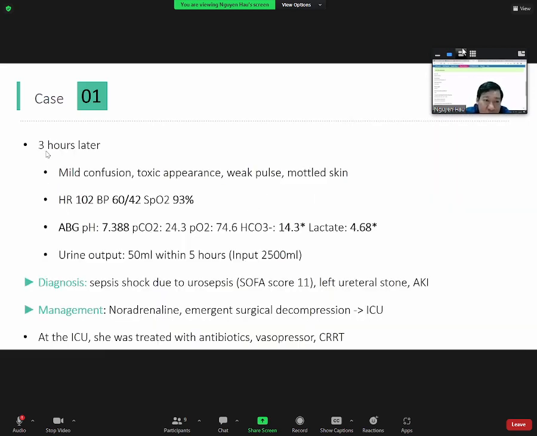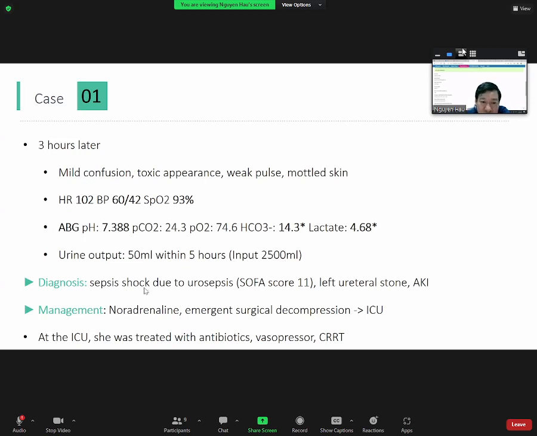Only 3 hours later, the patient became severe: mild confusion, toxic appearance, weak motor power, and low blood pressure. Blood pressure was only 60 by 40. SpO2 was lower. Hemoglobin was normal, but urine output over 5 hours was only 15 milliliters, despite more than 2,000 milliliters of fluid given to the patient.